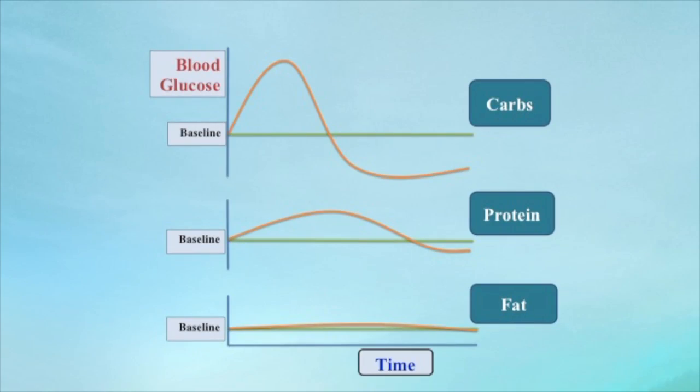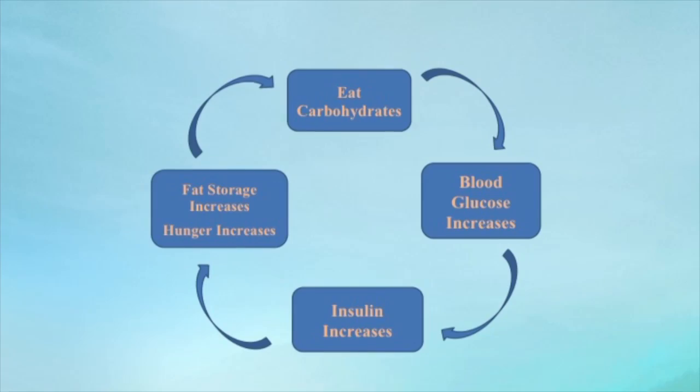Protein, we do have an increase of blood sugar, but not as high as carbs, and it does dive a little bit below baseline. Fat, pretty much flat line. Not a lot happening with blood sugar when you eat fat. This was all new stuff to me. Not what you heard about.